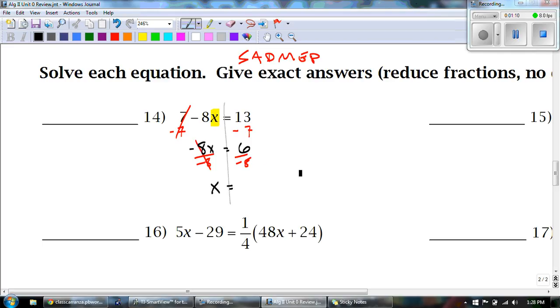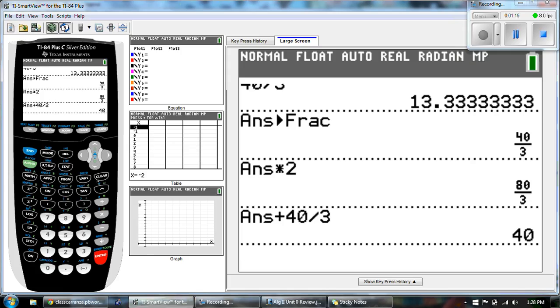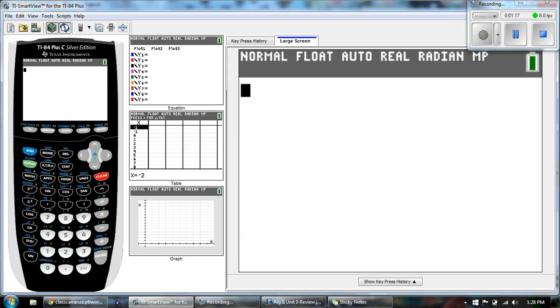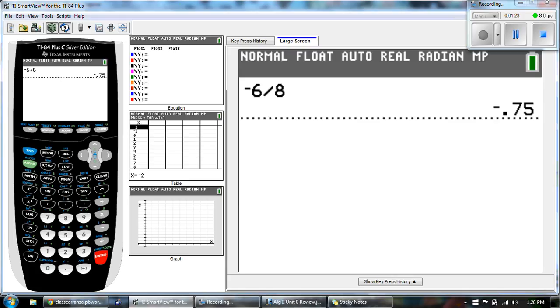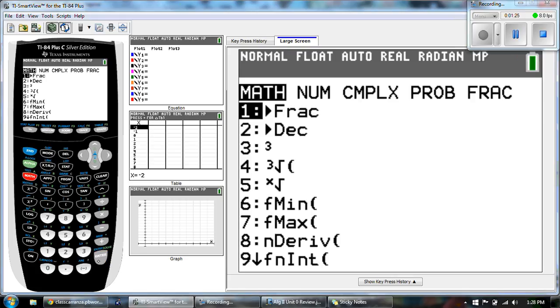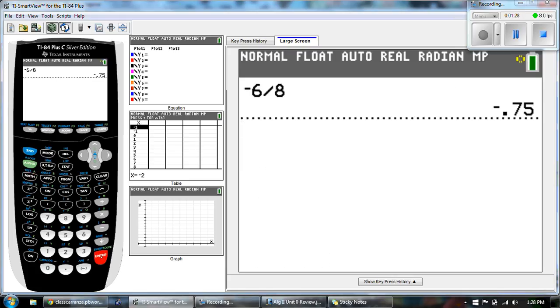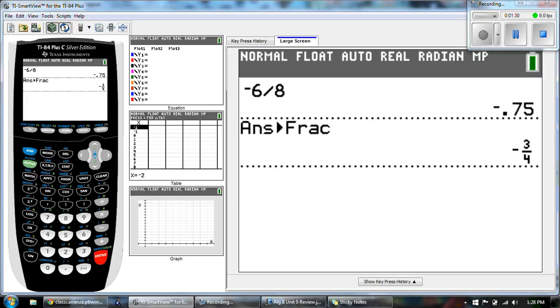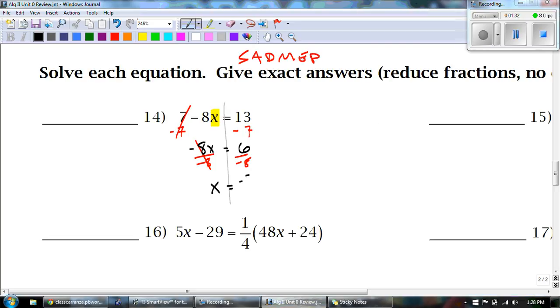Now, the variable is not by itself, so I'm going to divide both sides by negative 8. And I'm left with 6 over negative 8. Now, I know how to reduce that. I can divide both by 2, but if you don't see that right away, plug it into your calculator. It's a negative 6 over 8. We don't want the decimal, I want the fraction. So I'm hitting math, enter, enter, and we get negative 3/4. And remember that we are still writing our answer on the line.